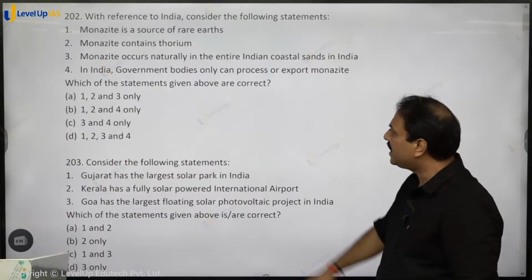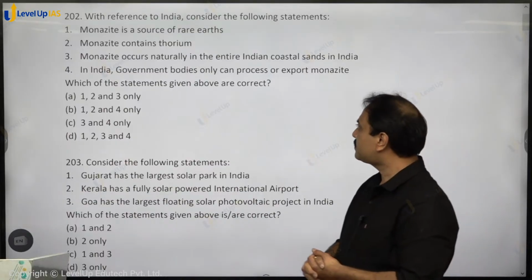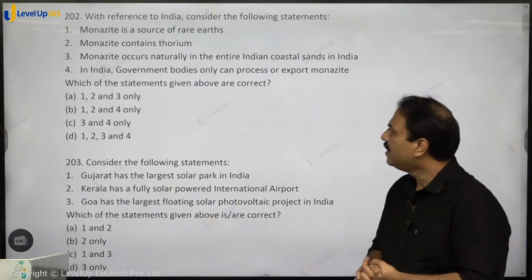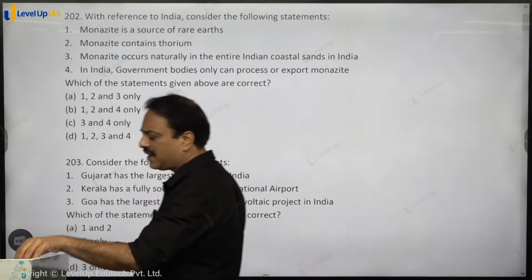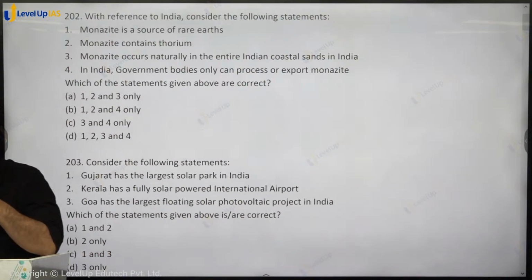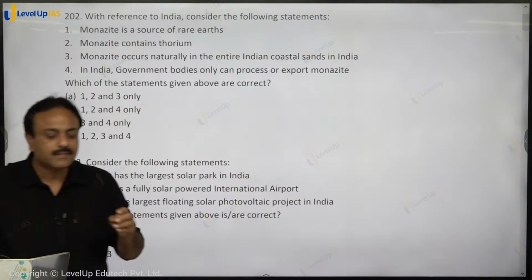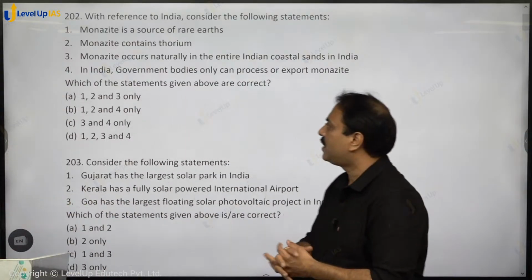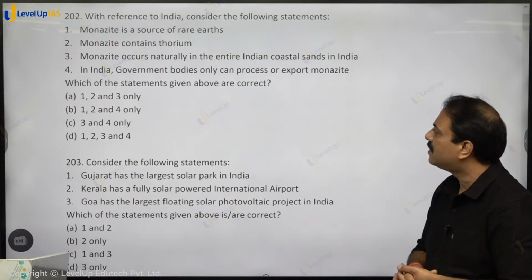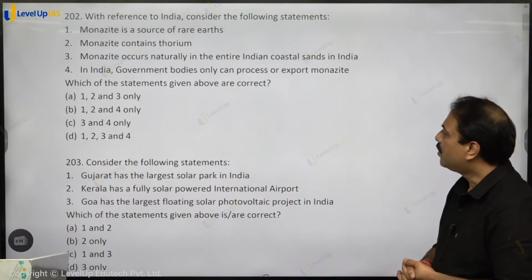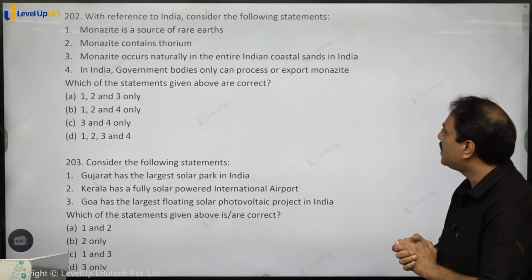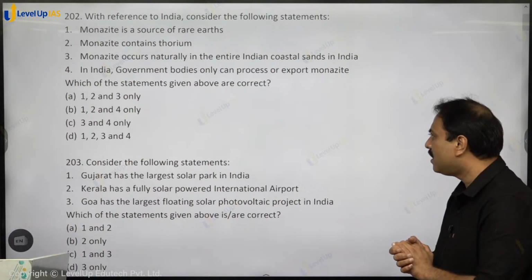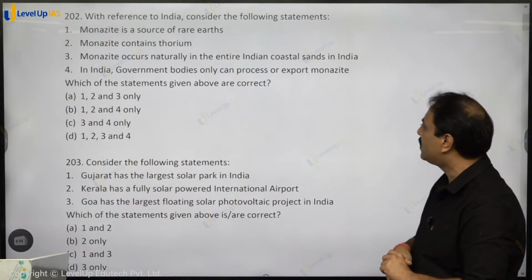The next in this category is: with reference to India, consider the following statements. Monazite is a source of rare earths. Monazite contains thorium. Monazite occurs naturally in the entire coastal sands of India. In India, government bodies only can process or export monazite.